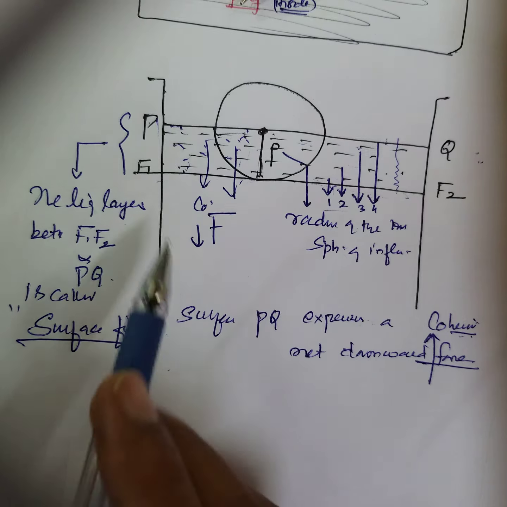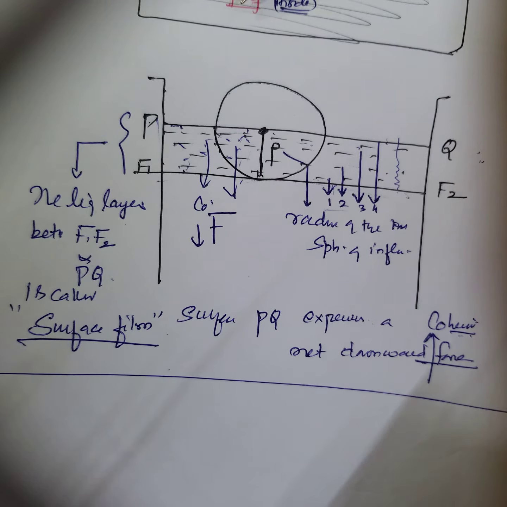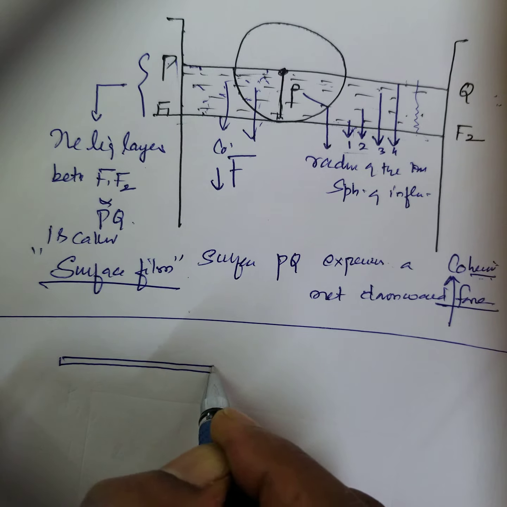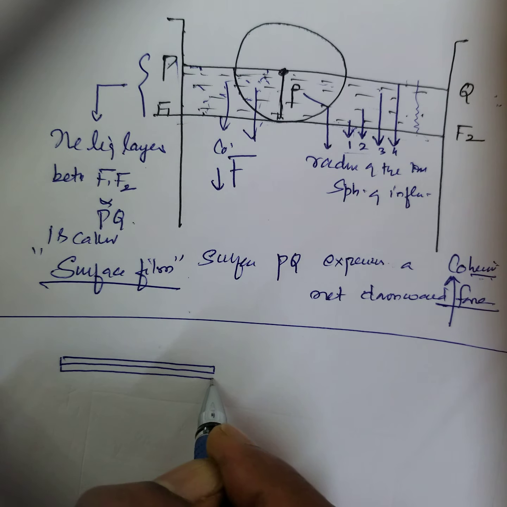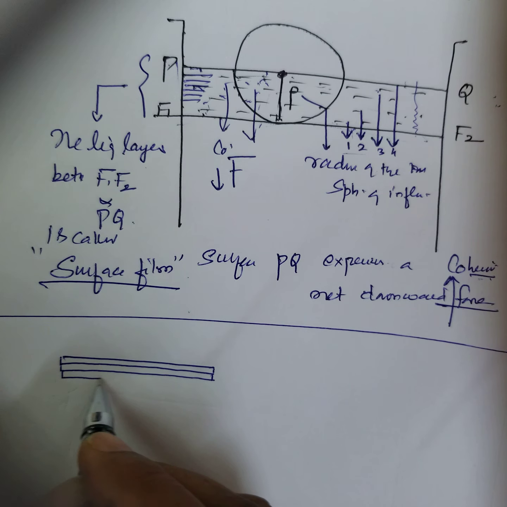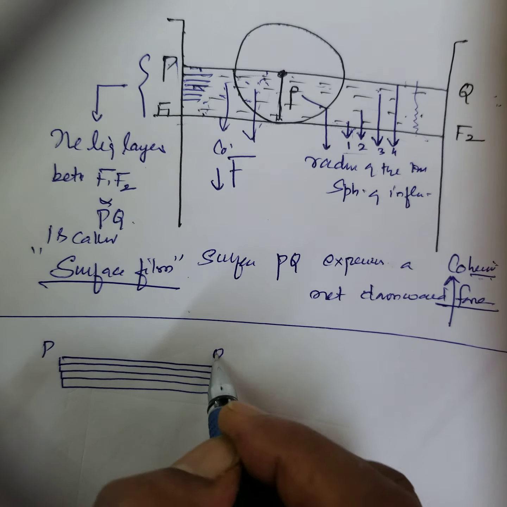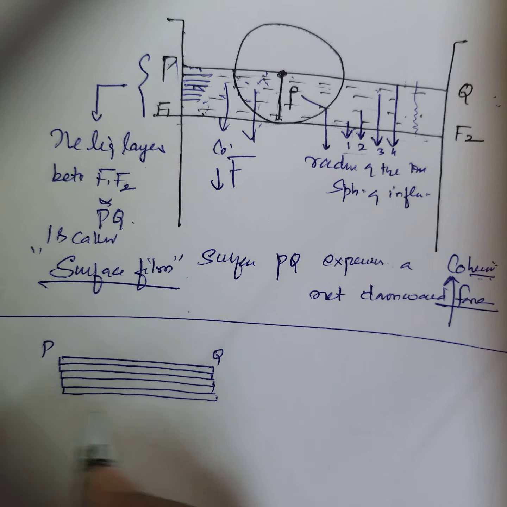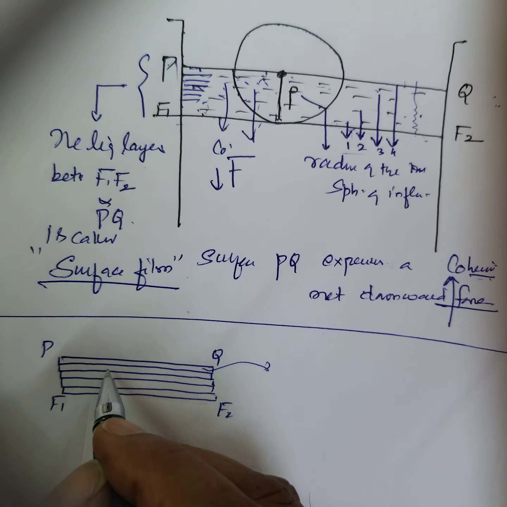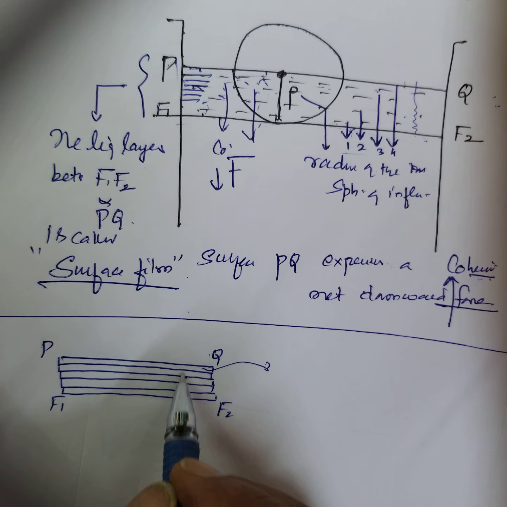Now, when the liquid surface is extended, see what I mean by this. Suppose the liquid surface is made up of a lot of layers, a lot of sheets like this. P, Q, this is F1 and F2. Suppose I remove this sheet, what will happen? This sheet comes up. Understood? As you remove, the molecule which is downward will come up.